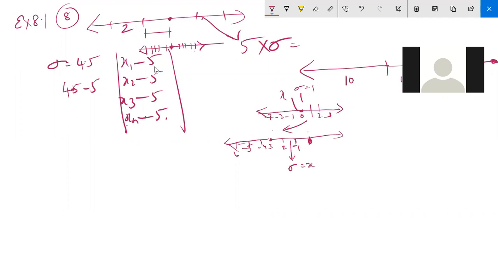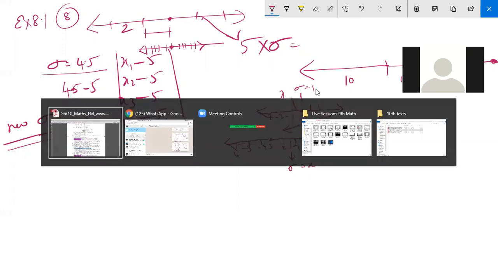So SD here was 4.5. Then in the new data, the standard deviation will also remain 4.5. That's all. No sum to work out. If you understand that sigma doesn't change when you add or subtract, then you can answer this sum. Very easy sum. So that will also remain 4.5.